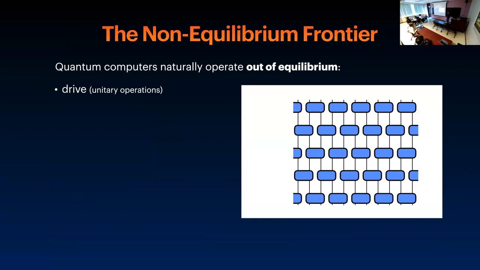And computation is an inherently out of equilibrium process. In particular, in the circuit model of quantum computation, which is the more mainstream one, we're thinking of an array of qubits that are spin half particles, two level systems, 0, 1, that I'm sketching here as vertical lines. This is a diagram where time is flowing from bottom to top.